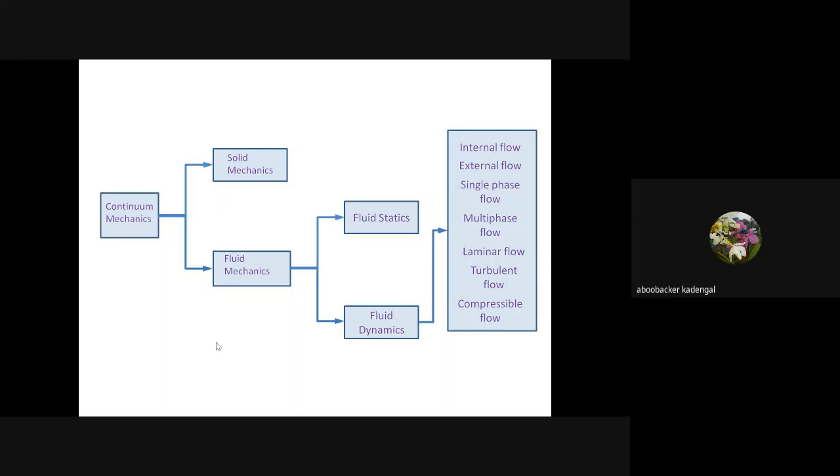Laminar flow also in some cases will be there, but most of the real or practical flows are turbulent flows. So laminar flow as well as turbulent flows are important. Then compressible flow, where the density is changing with pressure, or gas dynamics, is also important in space applications. So we will have various sections related to these different classes of flows during our FTP program. Okay.